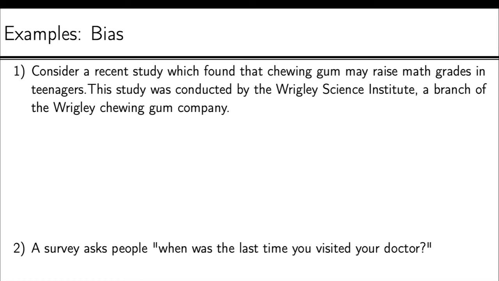They did the study and found that chewing gum can raise math grades. Well, obviously that seems like a self-interest study, right? The people conducting the study obviously have a vested interest in the outcome because, well, if people think that chewing gum is going to improve math grades, then they may chew gum more. I mean, they're going to buy more Wrigley chewing gum. Okay, so this is a self-interest study. Okay, let's look at the next one.